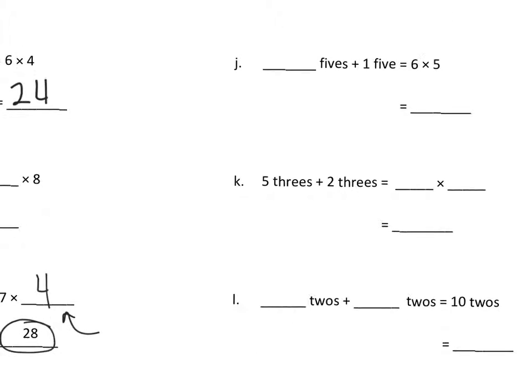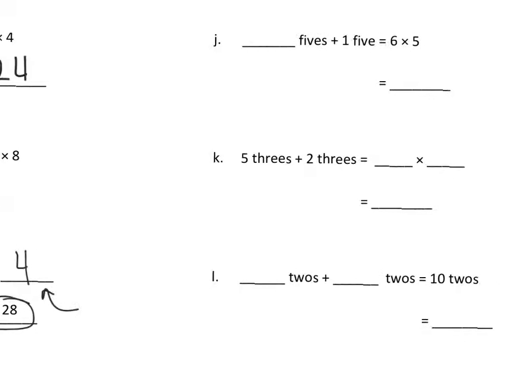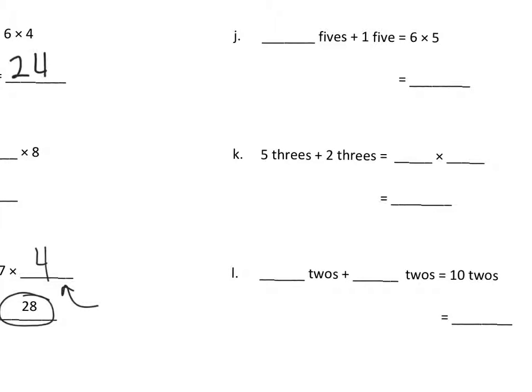Okay, J. We are looking for a total of 6 times 5. So that's 6 5s. We have 1 5. How many do we need here? 5 5s. So 5 5s is 5, 10, 15, 20, 25. Plus 1 more is 30.